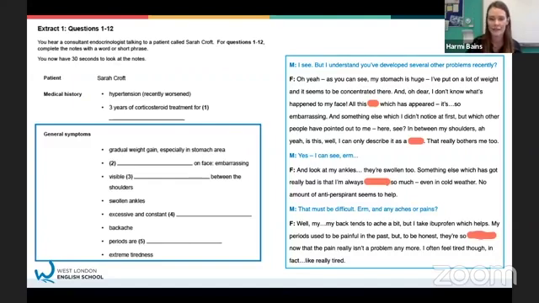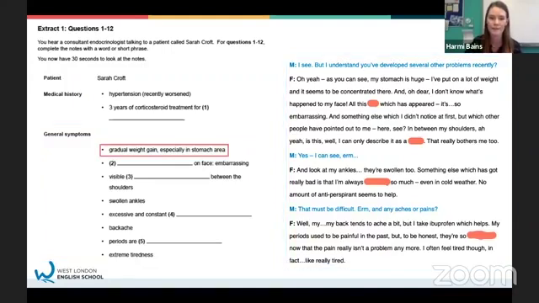Okay, let's go through this together. So the first bullet point we've got is gradual weight gain, especially in the stomach area. I'm sorry, I've forgotten your name. Can you tell me again? Raj. Okay, Raj, can you tell me, did you find a bit about gradual weight gain?